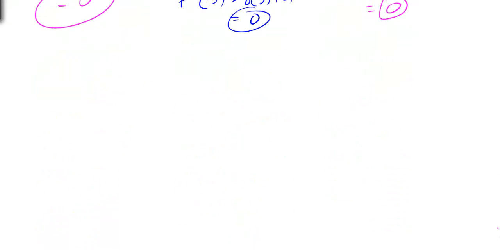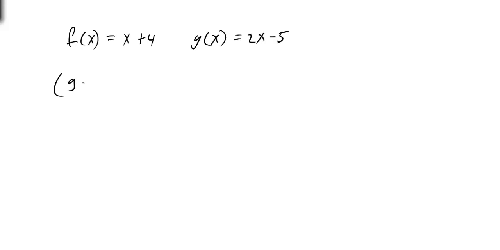Now let's look at another example similar to this, where we have f of x equals x plus 4, and g of x equals 2x minus 5. And here they want us to find g of f inverse. So notice this is slightly different. And again, I would prefer to write this as finding g of f of x, and we want to find the inverse of this whole thing.